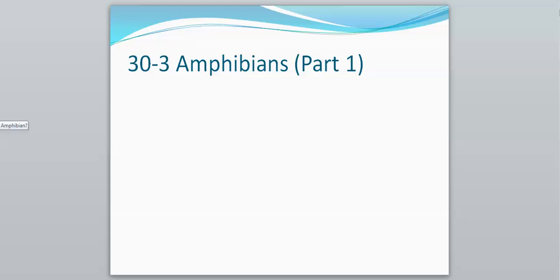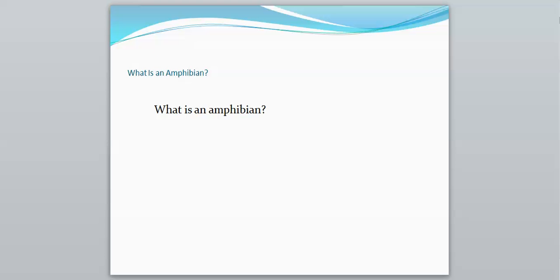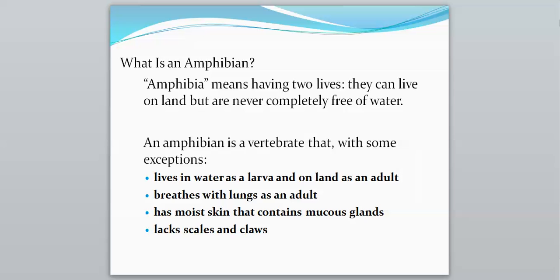So first off, we've got to figure out what is an amphibian. The word amphibian comes from the word amphibia, which means having two lives. So amphibians can live on land, but they are never completely free of water. Just quick examples, so we know what we're talking about: frogs, toads, and salamanders are the main groups that you've probably seen around here that fall into the group of the amphibians.